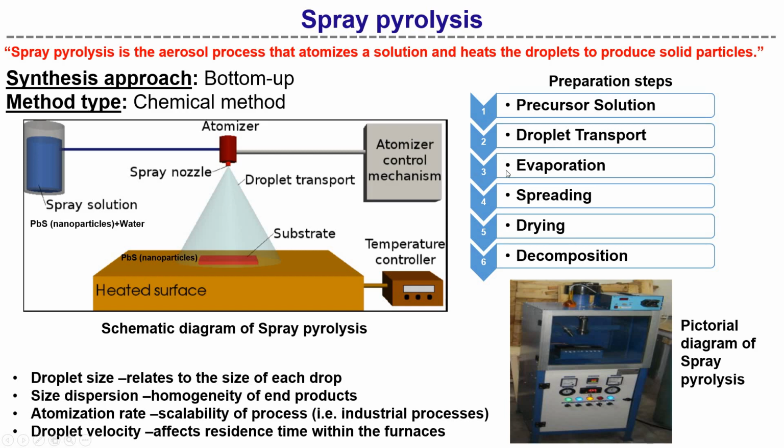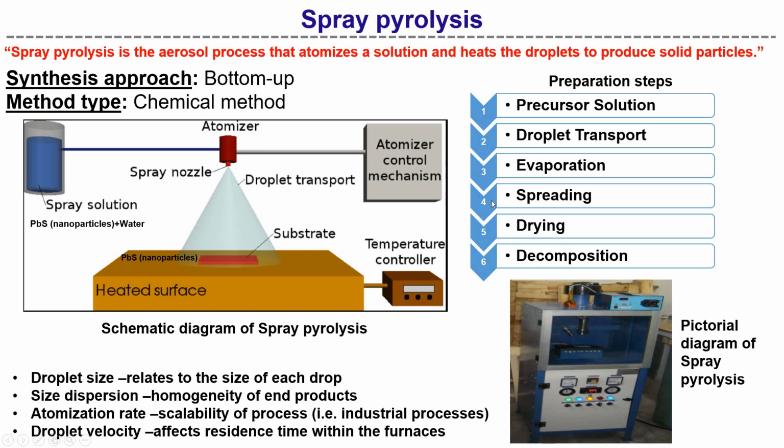Now evaporation is the next step, where we want this solution to be sprayed on the substrate, and afterwards the solvent we have used, we need to evaporate that solvent because we only want these particles to be deposited on this substrate. So we heat up that surface. For example, we have used water. So using a temperature controller, we will keep the temperature of the heated surface up to 150. So effectively it can heat up the substrate and evaporate the water.